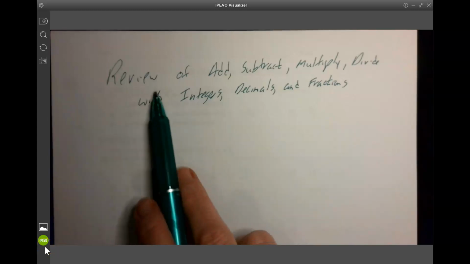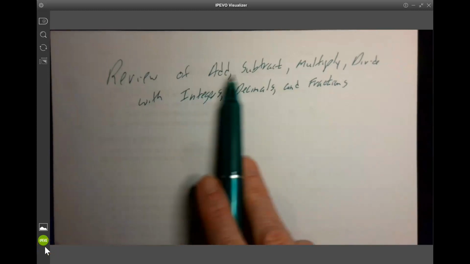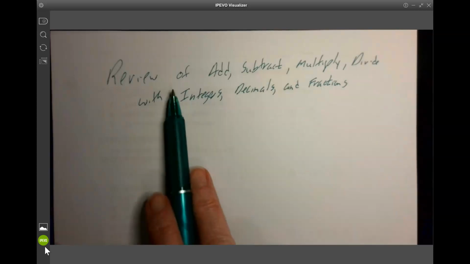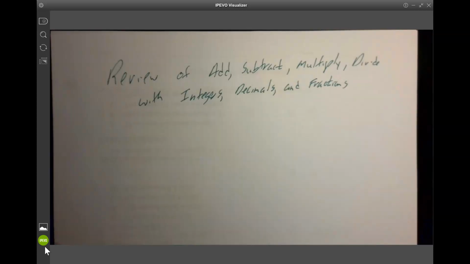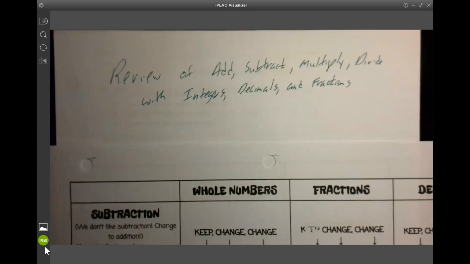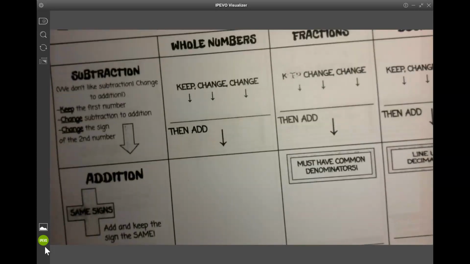So we are going to review all the rules for adding, subtracting, multiplying, dividing with integers, decimals, and fractions. The title itself is overwhelming, so stay with me. And luckily, you have this amazing handy-dandy chart that you have been given, so you're going to know what to do and where. So we're going to go through that.